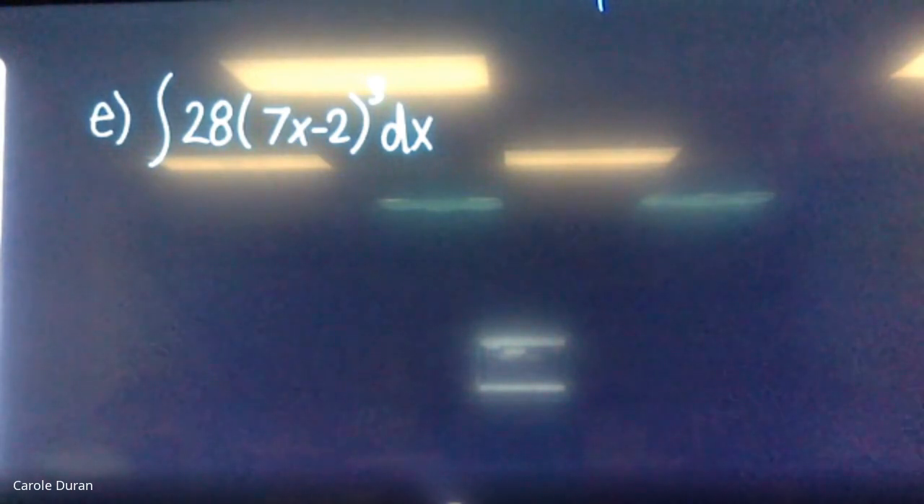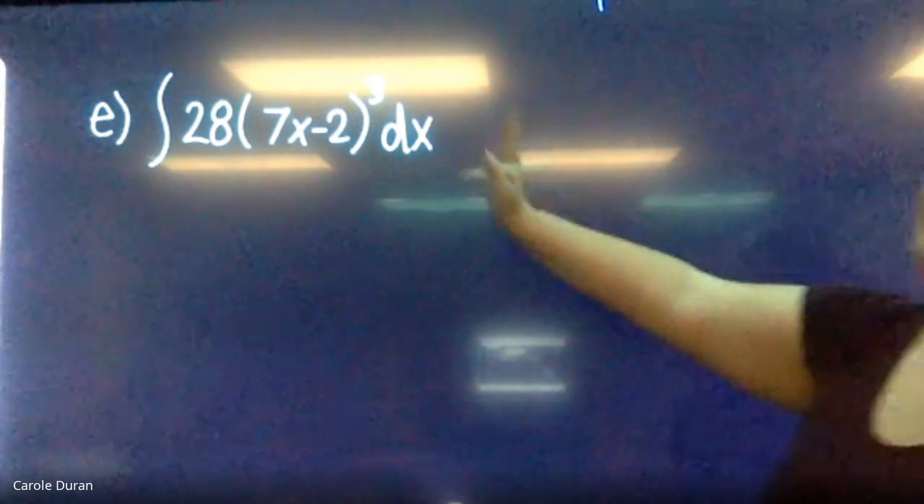I don't care. Okay. So now I have the integral of 28 times the quantity 7x minus 2 cubed dx.